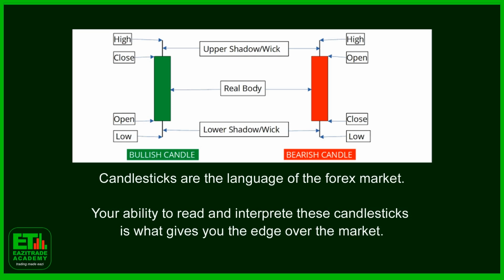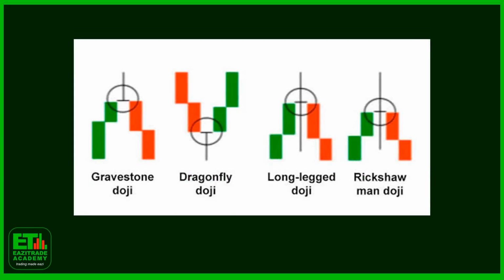The first on the list is the doji. These are doji, very powerful. So when you see them at the resistance zone, it is a signal that the market is about to change direction. You see them at the support zone, it is a signal that the market is about to change direction.